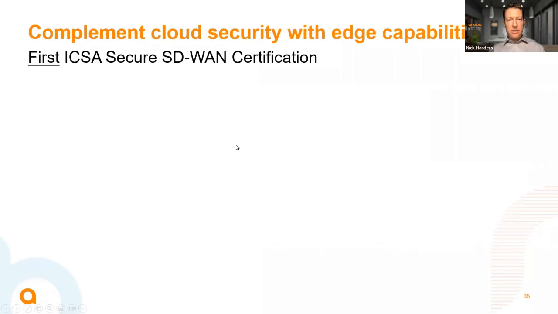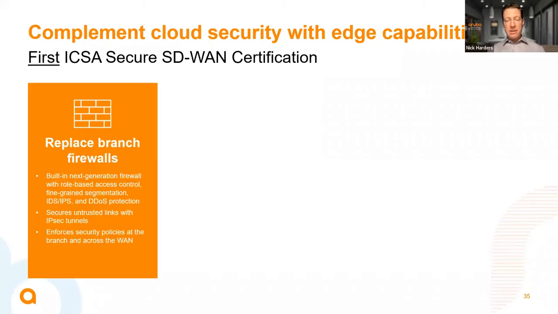The last use case that I wanted to touch on was really that just a few weeks ago, Aruba was the first SD-WAN vendor to have their products certified as ICSA Secure SD-WAN. Now, what this essentially means is that we have the certification from these certification bodies that allow us to essentially replace branch firewalls.